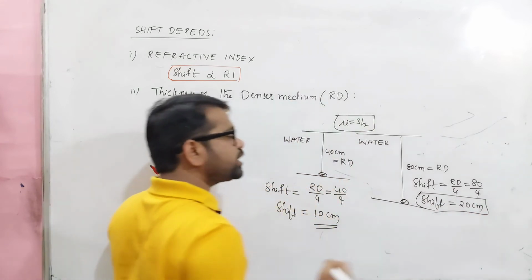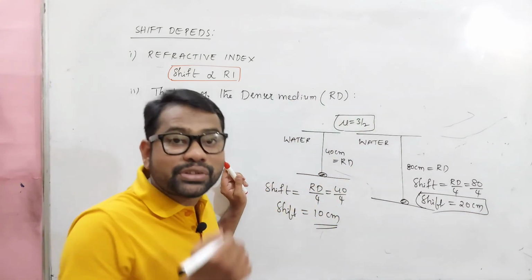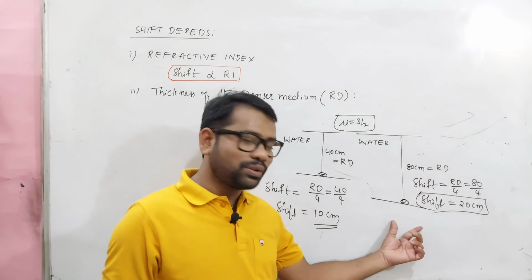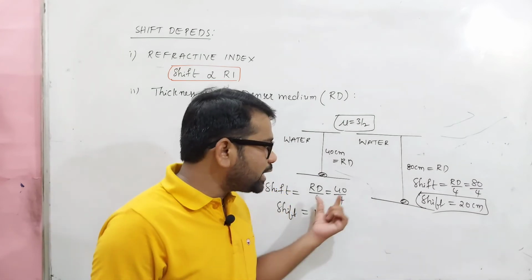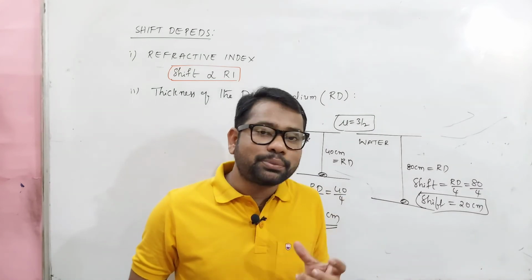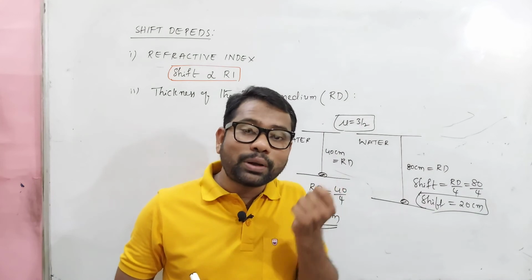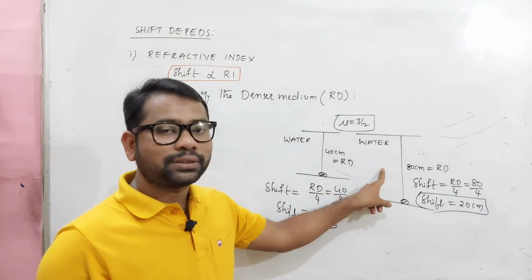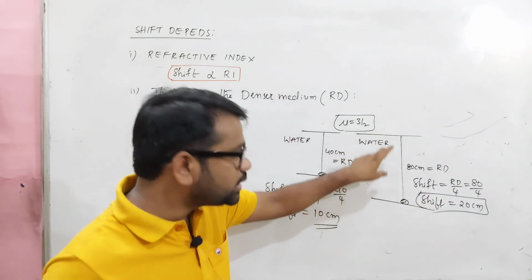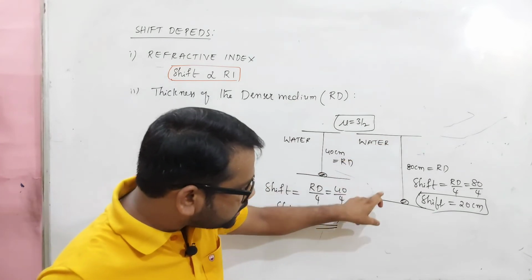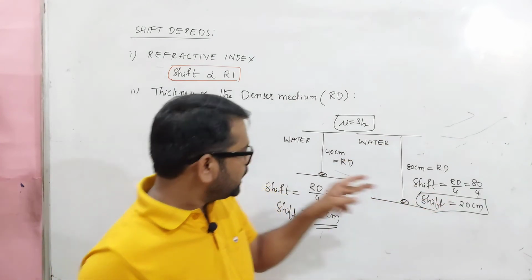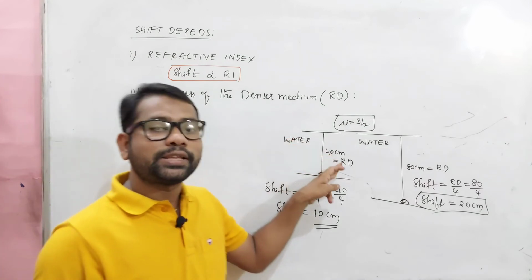Now look at here. In which case is shift more? In the second case only. Which means what? In both cases the medium is the same, the density, that is the refractive index, is the same. But what makes the difference? Real depth, that is the thickness of the denser medium. So more the thickness of the denser medium, more the shift. Less the thickness of the denser medium, less the shift.